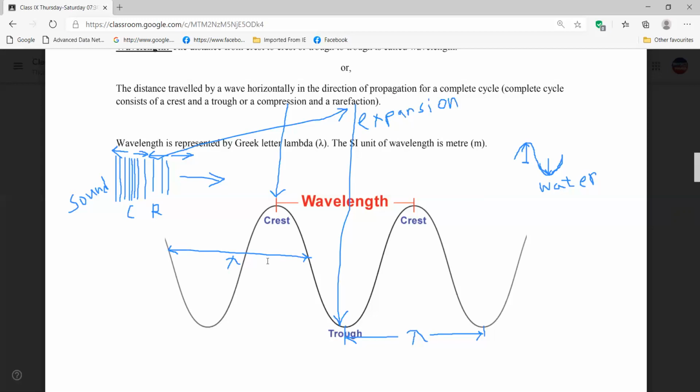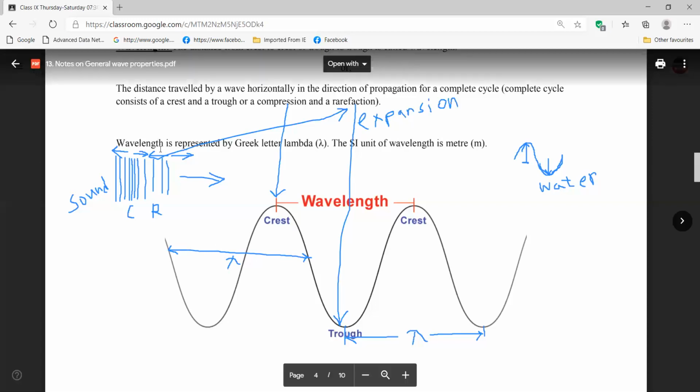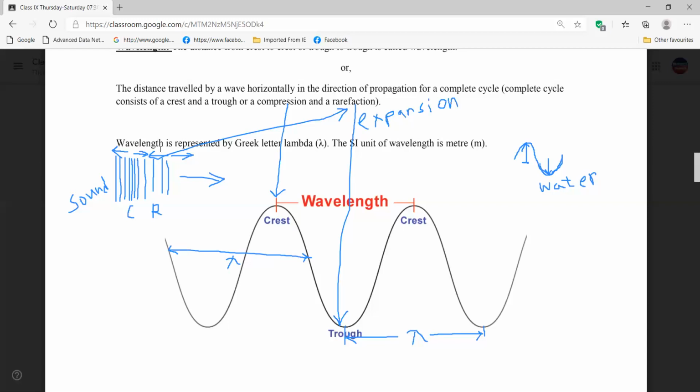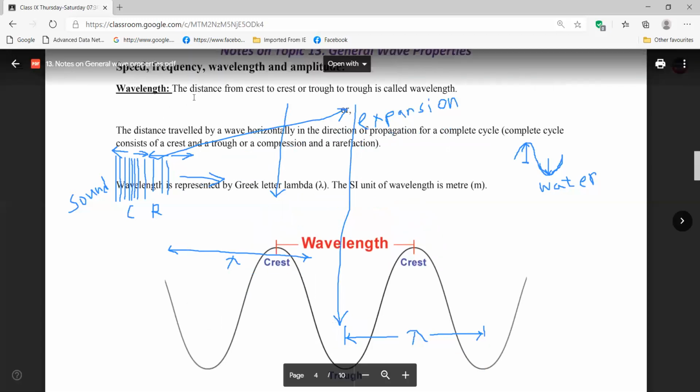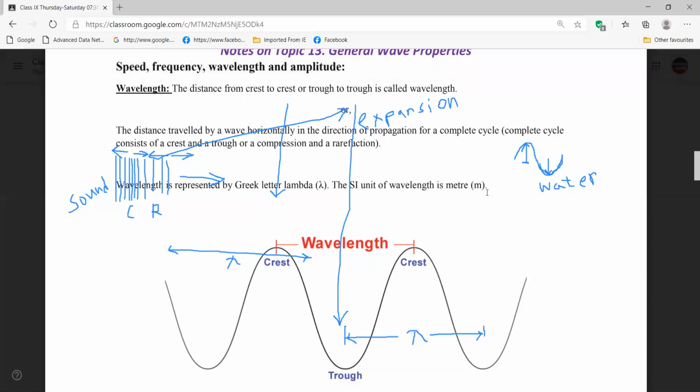Sir, I drew and labeled the diagram. Yes, drawing is done. Okay, if your drawing is done the way I told you, then you are done, right? Now you write this definition. Write both the definitions of wavelength.